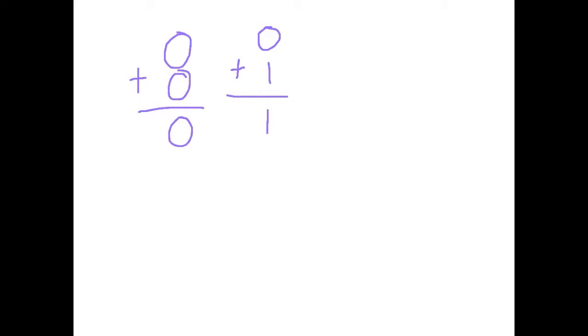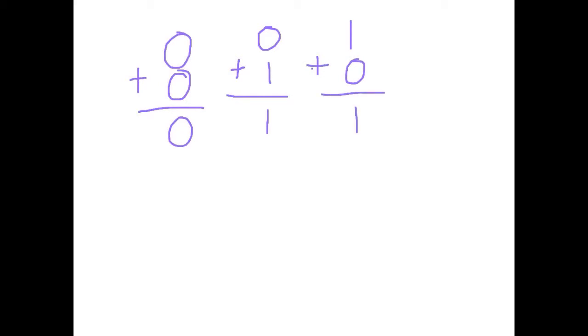We'll start with some of the basics. If I was to add together 0 and 0, I would end up with 0. If I was to add 0 and 1, I would end up with 1. The reverse of that is also true. If I was to add 1 to 0, it would still be 1.